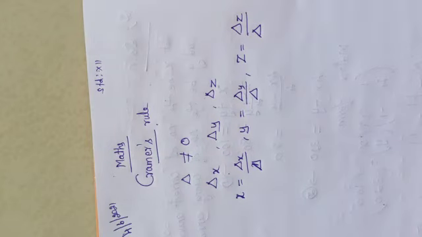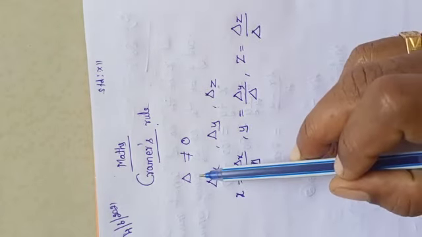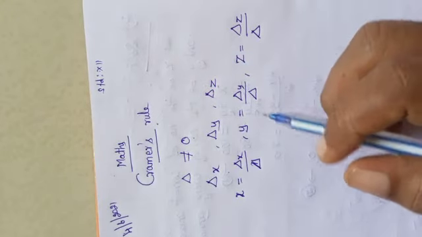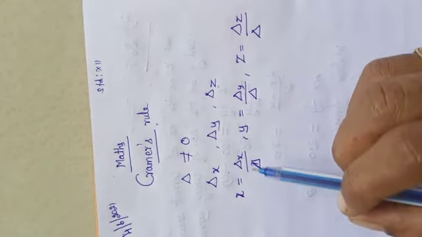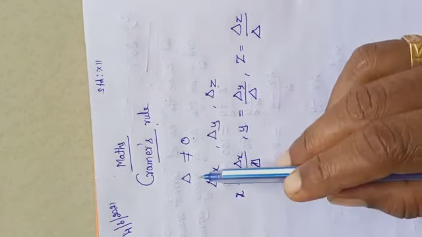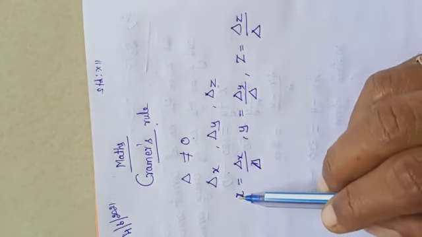Today also we are going to do the problems using Cramer's rule, the previous class continuation. Cramer's rule will be applicable only when the coefficient matrix is a square matrix and non-singular. Non-singular means the determinant value should not be equal to 0. If it is equal to 0, as I said, no solution. Why no solution? Delta x by 0, any value divided by 0 is infinity. That is the reason delta should not be equal to 0.